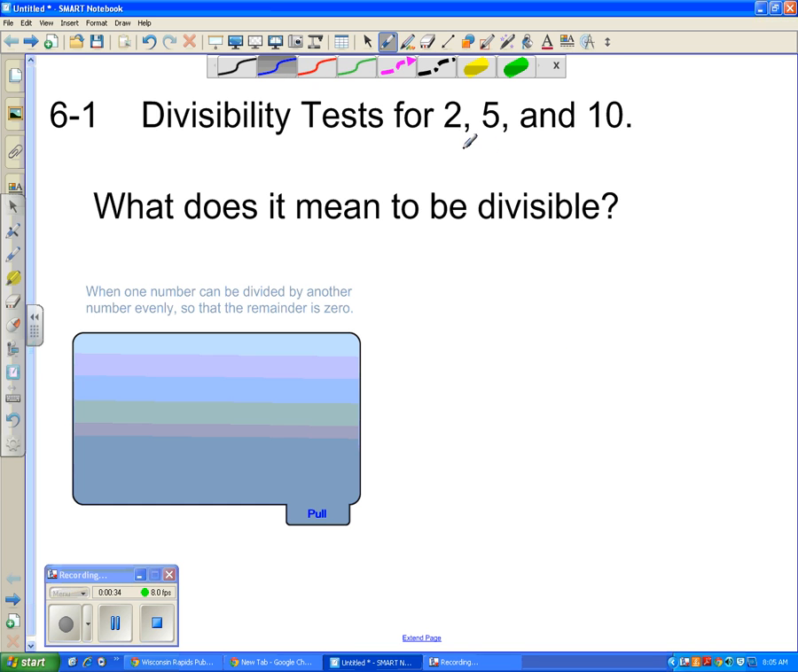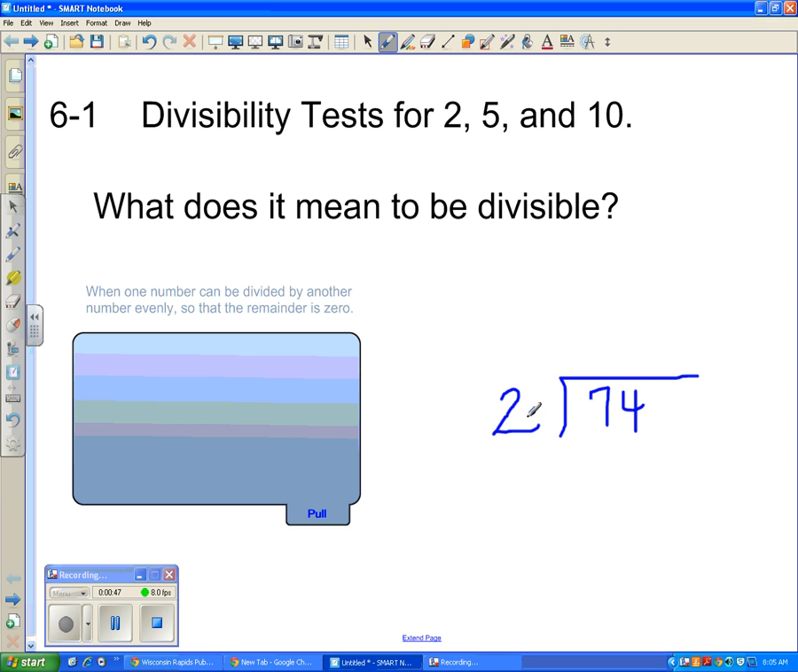So if we take a look at a problem here, let me just bring up a problem. Since we're doing divisibility rules for 2, 5, and 10, let's make that divisor 2. And we will pick a number such as 74. And let's determine if 74 is in fact divisible by 2. Well, if we go through our steps of long division, the first step is we need to divide 7 by 2. Well, 3 is the closest we can get. 3 times 2 is 6.